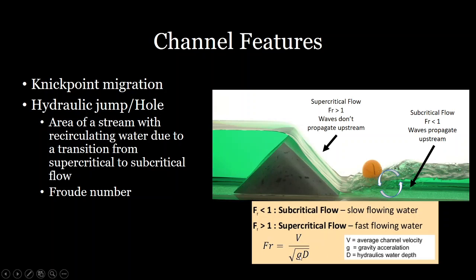You can think about it too with this formula here. In a supercritical flow where the Froude number is greater than 1, you have the velocity of the stream dominating over the gravitational pull. And so the gravity that's going on doesn't allow those waves to propagate upstream.